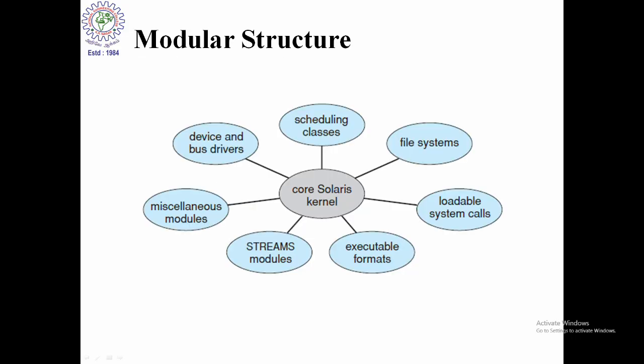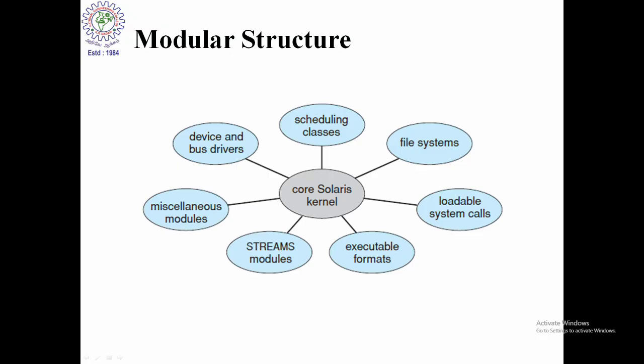We have discussed the pros and cons of the previous structures. The cons of all the other structures are overcome by the modular structure, and this modular structure is now being used in the maximum number of operating systems. In the modular structure, there will be a core kernel present. As shown here, there will be a core kernel at the center, and all the other functionalities are separately present as modules. These functionalities can be loaded dynamically whenever required.